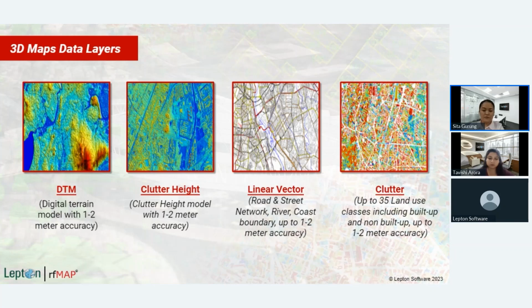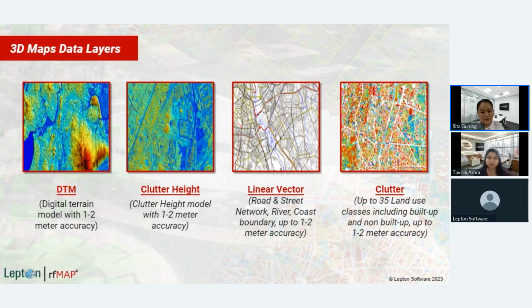The only difference is both clutter height and DTM layer will be available in raster grid format. Okay, so it's not the vector data set, but raster image or raster grid files. Both these layers will be available in raster grid files. Sixth layer is linear vector. And this is the first 2D layer which is available in this package.